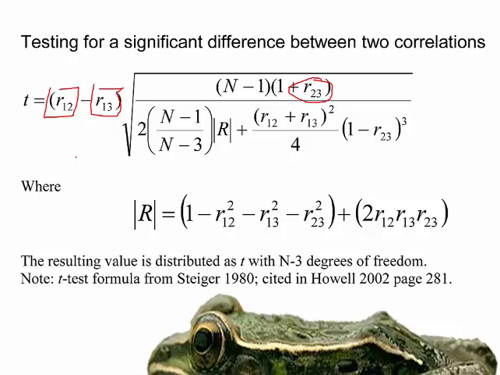And once you plug all this in, you get a t-value, and then your total degrees of freedom are going to be n minus 3. And then you could look it up on any t table, or go get an online t calculator and determine if your t-value with n minus 3 degrees of freedom is significant. And that is how to calculate a t-test for a difference between two correlations.